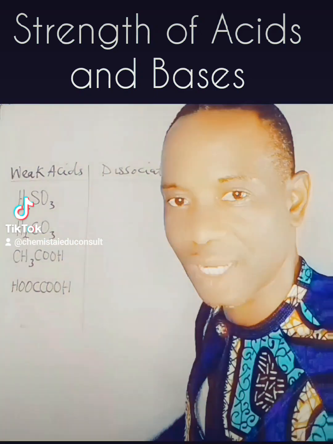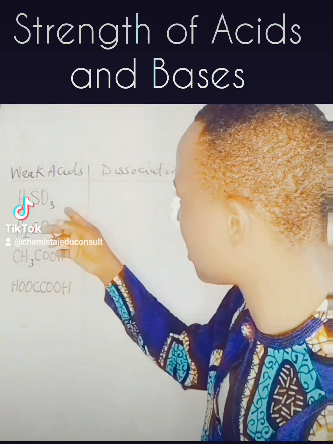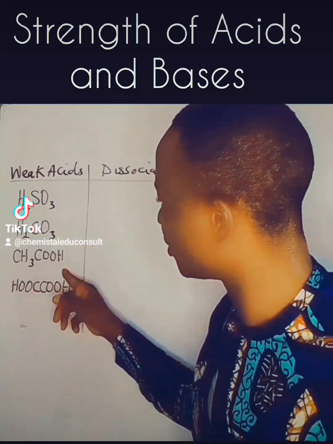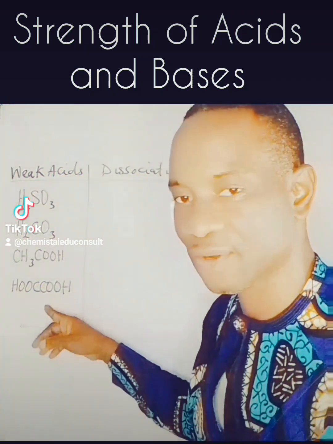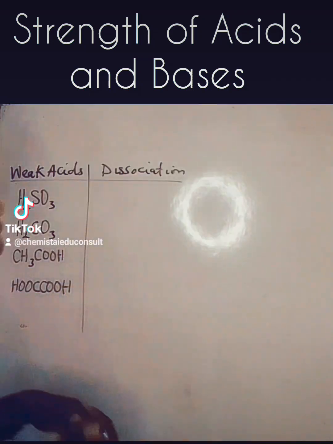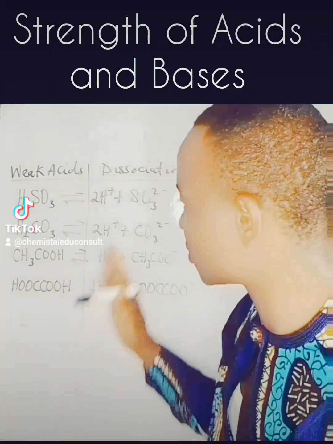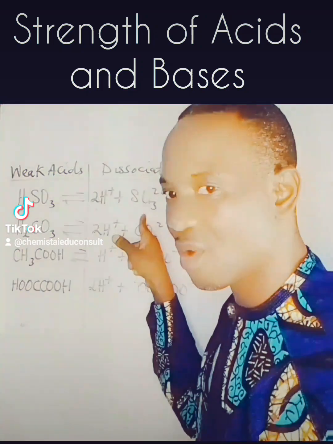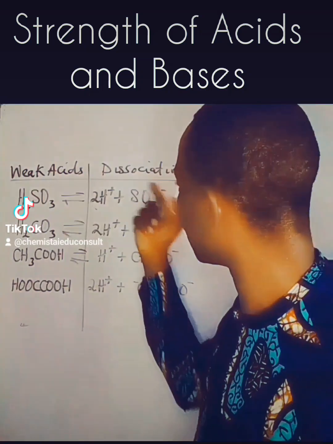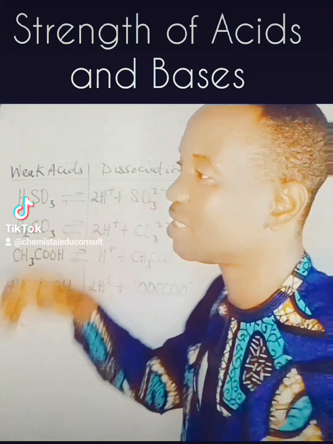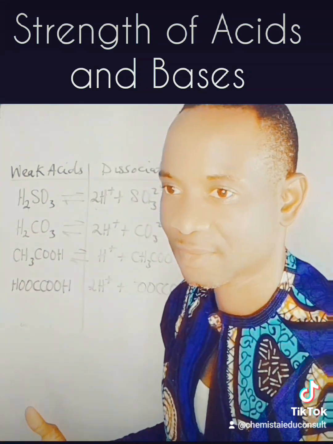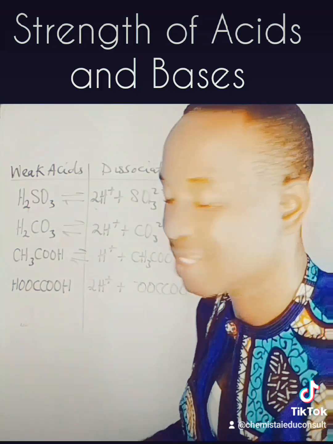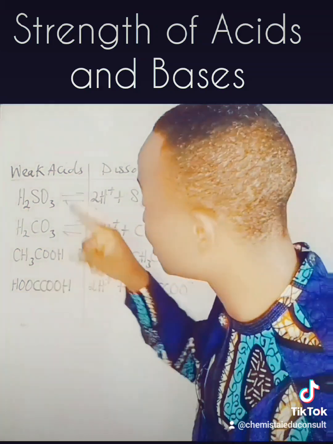These are few examples of weak acids. We have trioxosulfate(IV) acid, trioxocarbonate(IV) acid, ethanoic acid, ethanedioic acid, or you call it oxalic acid. Now look at their dissociations. You can see the difference between the dissociation of weak acid and that of strong acid. These ions are more unstable, meaning that they can recombine to form the acid, which means the dissociation of weak acids is mostly a reversible process. That is why these acids are weak. They don't dissociate completely. They dissociate partly.